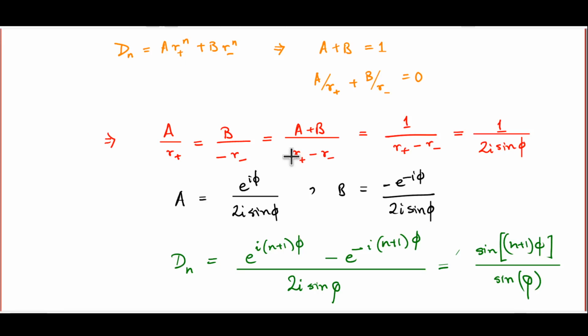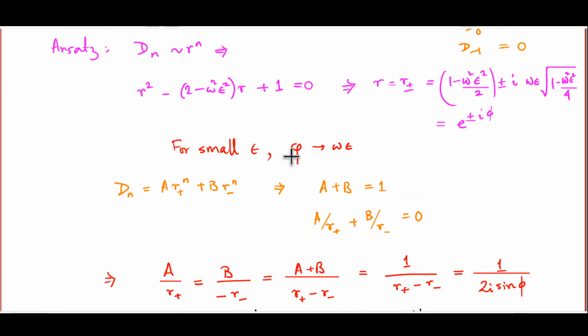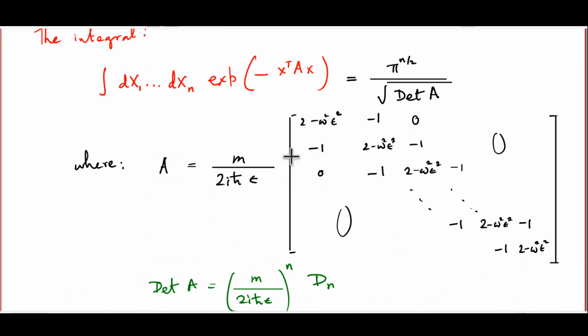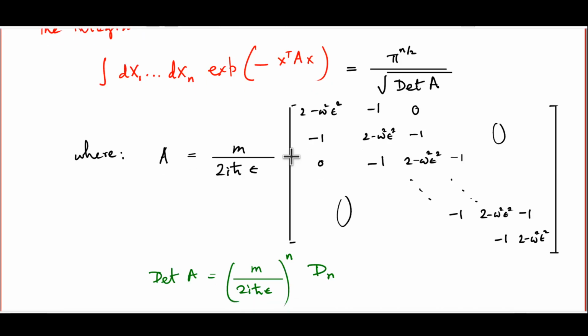So, let's go back to figuring out what the determinant of A is, and from that, what the normalization factor in front of my propagator is. Since d_n is sine of n plus 1 phi by sine of phi, let me just remind you that det A is m by twice i h cross epsilon raised to the n times that, and our multiple integral that we wanted to evaluate, the Gaussian integral, is pi to the n by 2 by square root of determinant of A, that is pi to the n by 2 times twice i h cross epsilon by m to the power n by 2 by root over d_n.